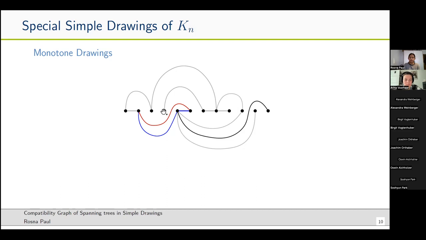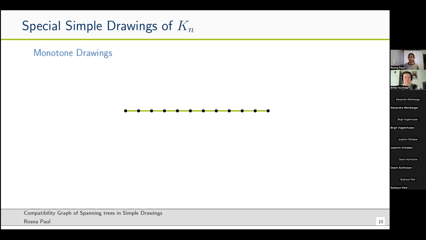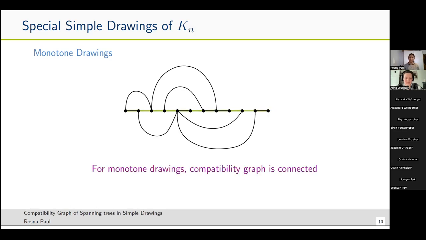So I can delete more edges than the twiggly edge, but in each step, at least one of the twiggly edges is removed. And finally, I will be back with the plane spanning tree, which does not have any twiggly edges. So the twiggly edges were the only edges which were crossing my spine tree. So this final tree is compatible with my spine tree. So if you take any plane spanning tree in the monotone drawing, by using this procedure, you can transform it compatibly to this spine path. Hence, for monotone drawing, the compatibility graph is connected.